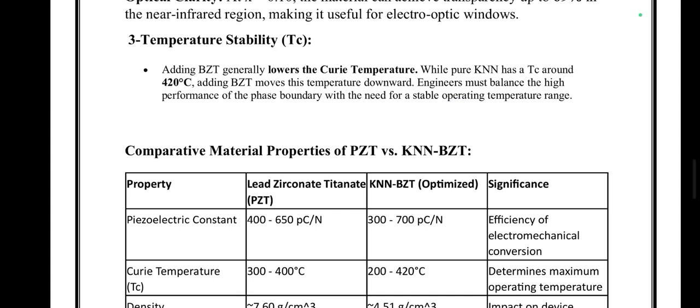And temperature stability. Adding BCT generally lowers the Curie temperature, while pure KNN has a Curie temperature around 420. Adding BCT moves this temperature downward. Engineers must balance the high performance of the phase boundary with the need for a stable operating temperature range.